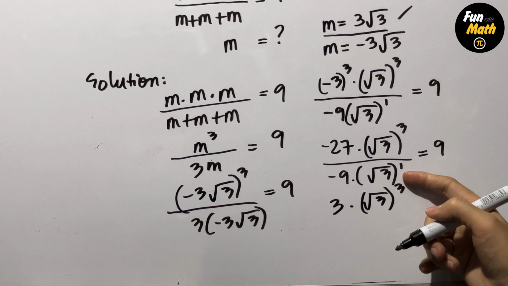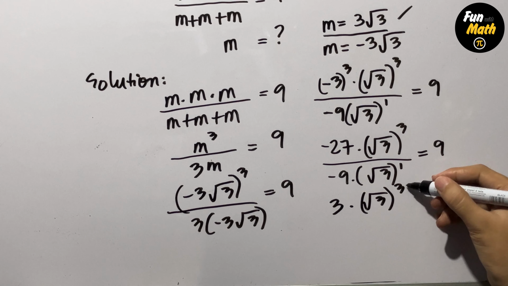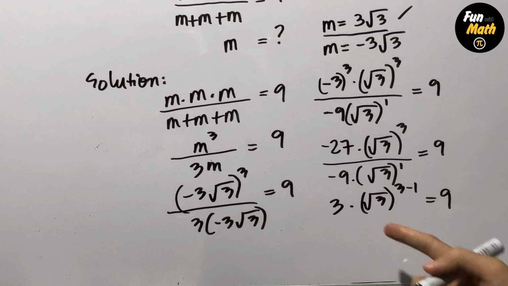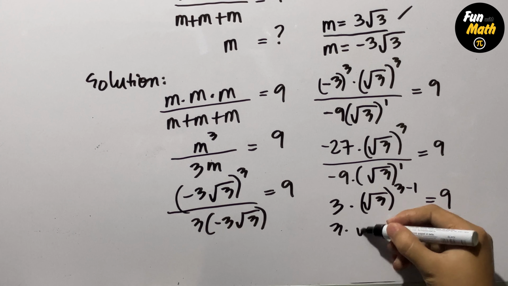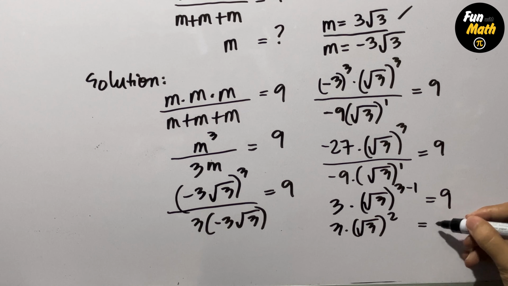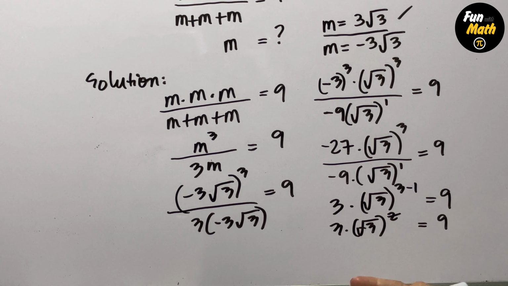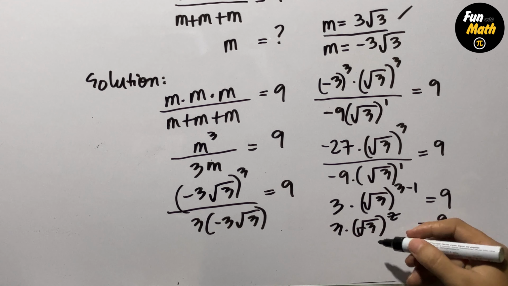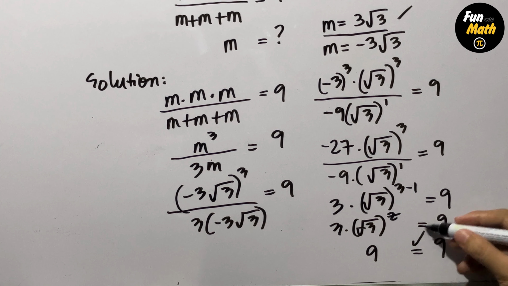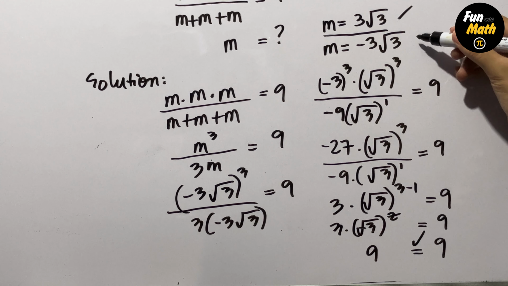Here, since there is a constant power of 1 and they have the same base, let's just subtract 3 minus 1. And then 3 times square root of 3 whole to the power of 3 minus 1, that is 2, equals 9. Now for this, we can cancel the square and the radical, so the remaining is 3. So 3 times 3, that is 9, equals 9. So they are equal. That means this value of m, negative 3 square root of 3, is also correct.